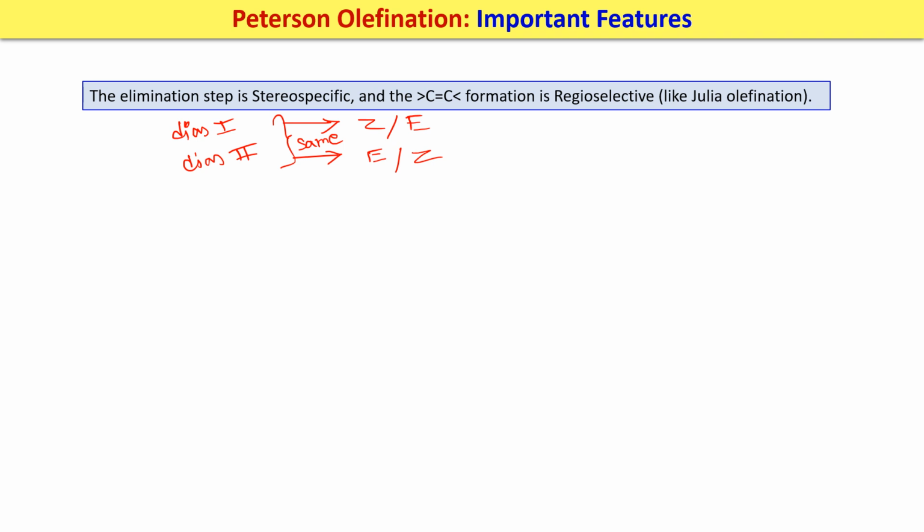Now this is just like Julia olefination. Please watch the Julia olefination. You can get the link right here, right now, top right corner. Also I will mention it in the description box. So why is it regioselective, just like Julia olefination?